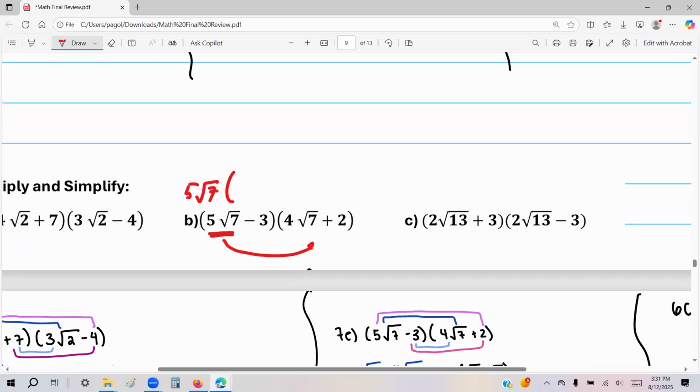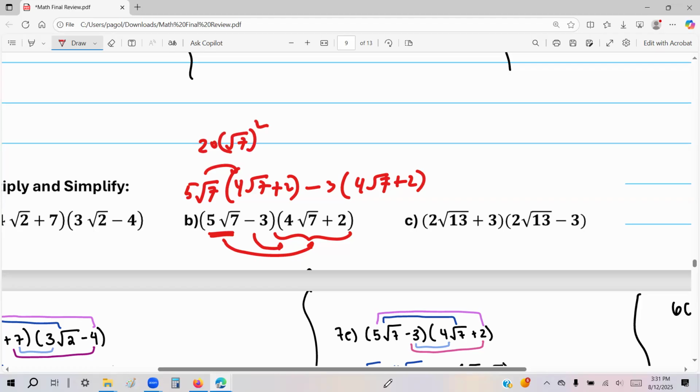Take one of them and multiply the entire thing. 4 radical 7 plus 2, and then minus 3, 4 radical 7 plus 2. If you don't know how to do it well, use this method. So here you get 20 square root of 7 squared. And then the next one plus 10 square root of 7. Now you're subtracting 12 square root of 7. And here subtracting 6.